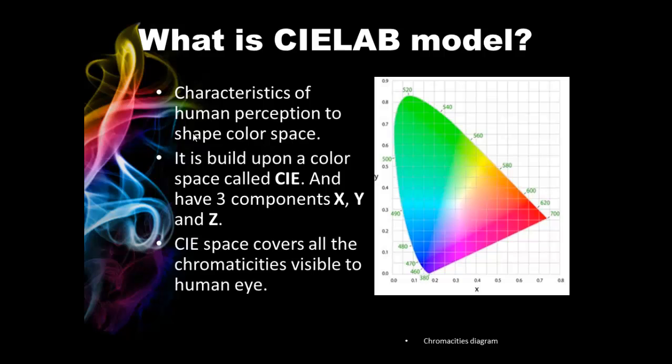What is the CIE Lab model? It is a characteristic of human perception to shape color space. It is built upon a color space called CIE, which has three components, X, Y, and Z. CIE space covers all the chromaticities visible to the human eye.